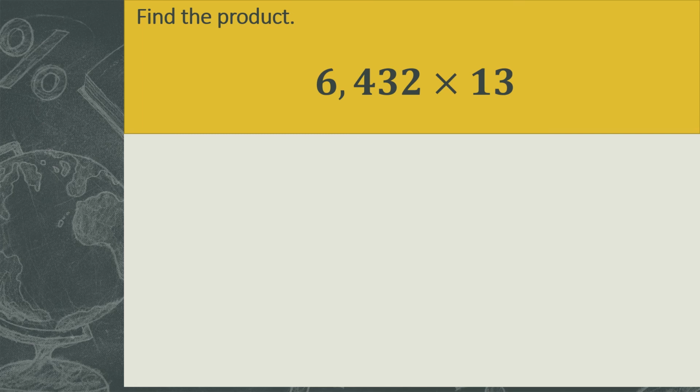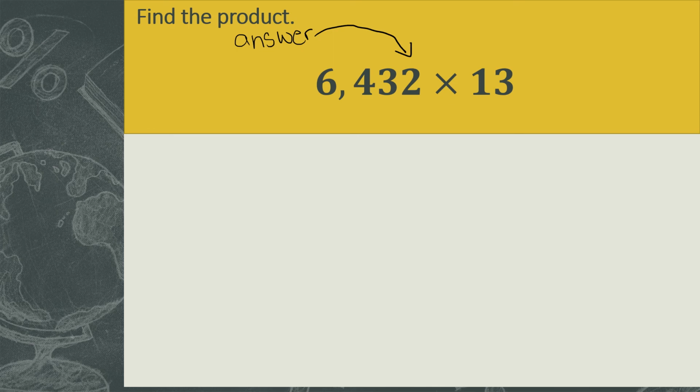Question 5 says to find the product. 6,432 times 13. The first word that we want to look at that's a little different is the word product, right? And if we remember, product just means the answer to multiplication, right? So it is the answer. Multiplication is a big word, so we're just going to draw it over here. The answer to our multiplication problem.